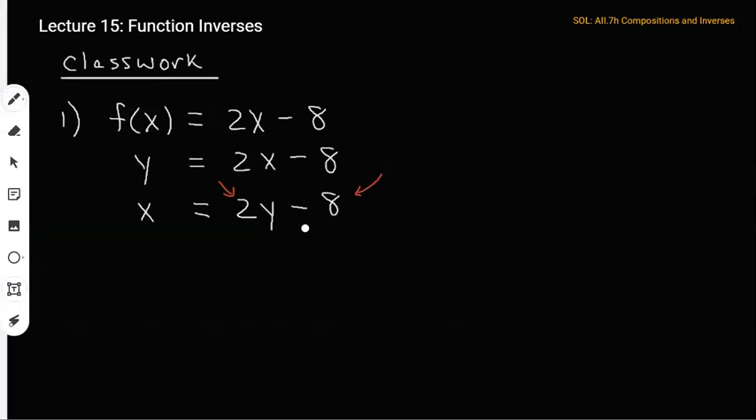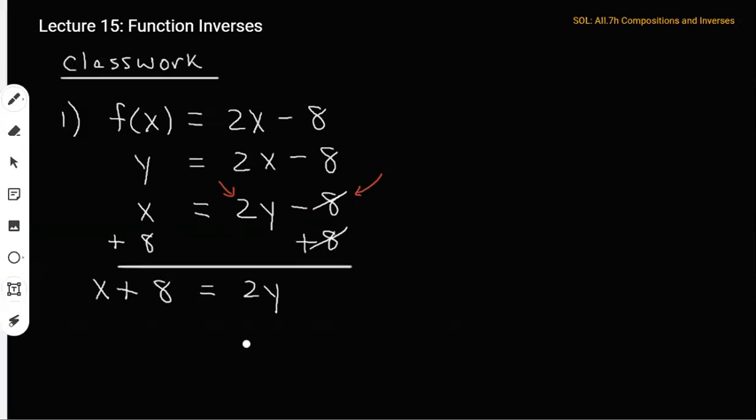Now, to get rid of a minus 8, I need to add 8 to both sides. What that'll do is cancel out the minus 8 on the right side. So these are going to cancel out, and I'm only left with 2y on the right side. But on the left side, I'm going to have x plus 8.